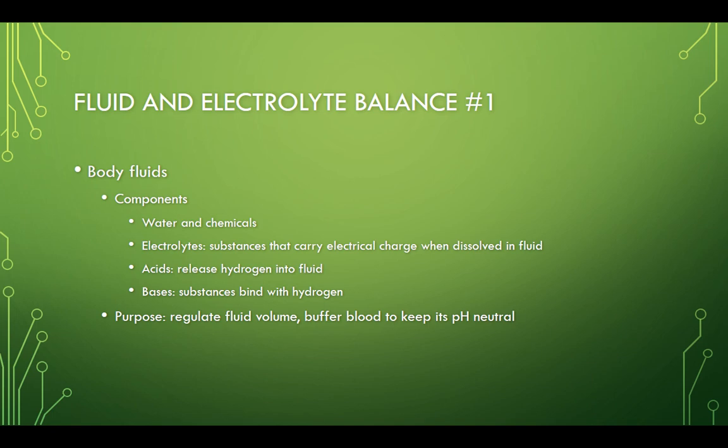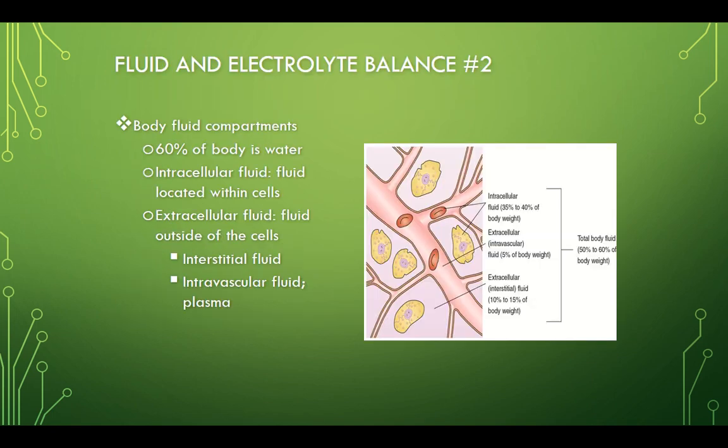Body fluids, components: water and chemicals. Electrolytes are substances that carry an electrical charge, either positive or negative. Acids release hydrogen ions into the fluid, and bases bind with the hydrogen. The purpose is to regulate fluid volume and buffer blood to keep it at a normal pH.